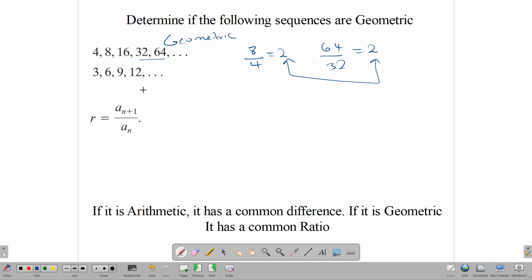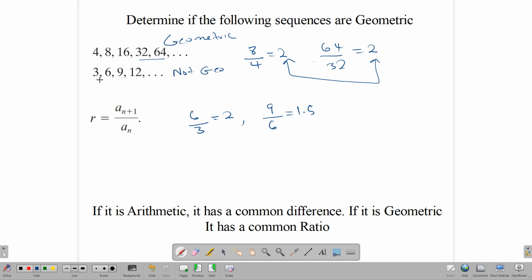Let's try this one. Using the same idea, 6 divided by 3, we end up with 2. Now 9 divided by 6, we end up with 1.5. So we realize that we do not have a common ratio for this one. So this one is not geometric. This one is actually arithmetic.